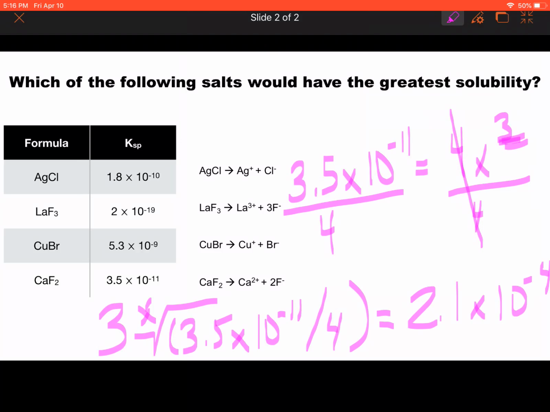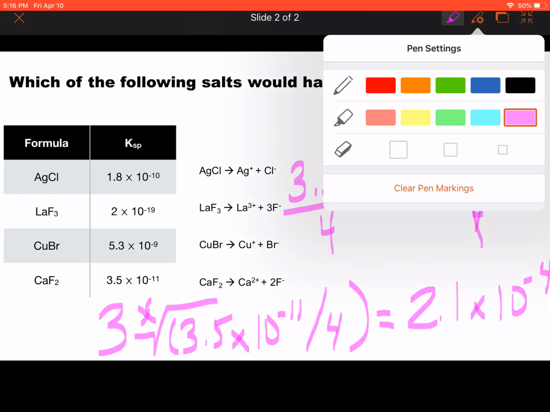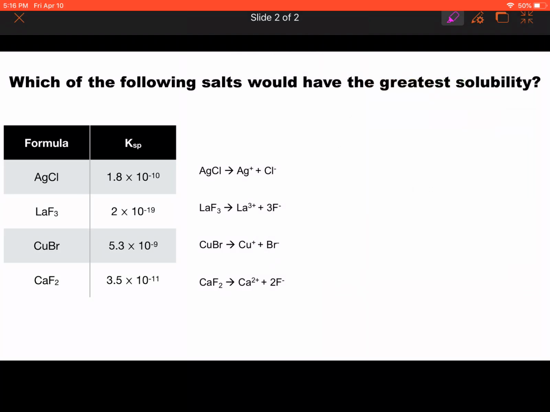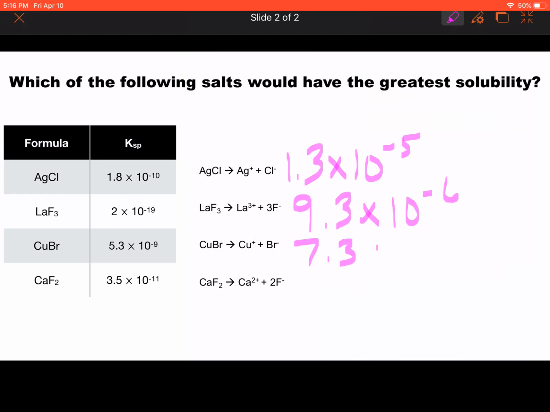So I hope this helped, but let me rewrite all 4 answers, and then you can help me to determine which one is the most soluble. Alright, so our solubility for silver chloride was 1.3 times 10 to the negative 5. For lanthanum fluoride, we got 9.3 times 10 to the negative 6. For copper bromide, we got 7.3 times 10 to the negative 5. And then for calcium fluoride, we got 2.1 times 10 to the negative 4.